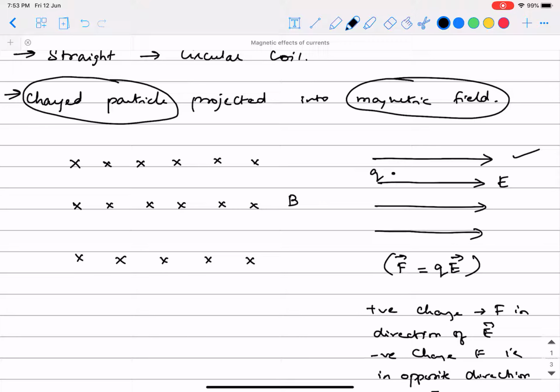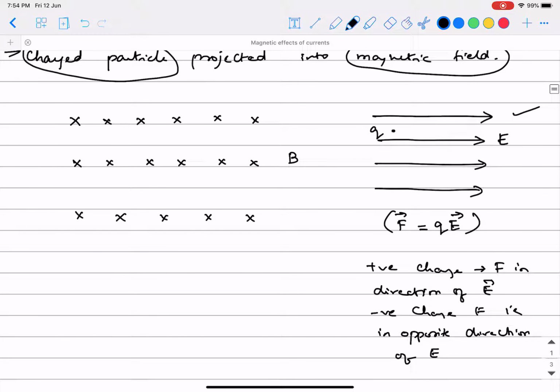Now, you can think of projecting a charged particle. Here I am using the word projecting, whereas in the case of an electric field, we say a charged particle is placed. Even if the particle is not given a velocity, it will experience force. Whereas in the case of an external magnetic field, you need to give a velocity to the particle. So the particle cannot be at rest. So the following factors are observed.